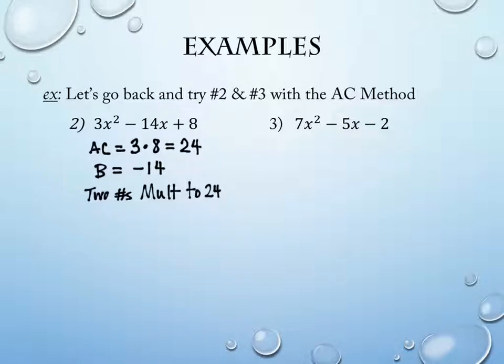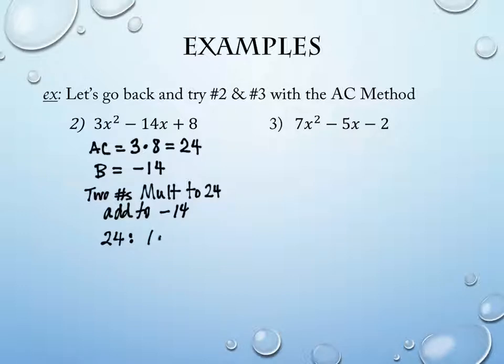And they add to -14. Okay, so if they multiply to 24, they have to be either both positives or both negatives, okay? We have to have that set in our mind as well. There are signs involved here. So what are my options of things that multiply to 24? Let's just write them down.